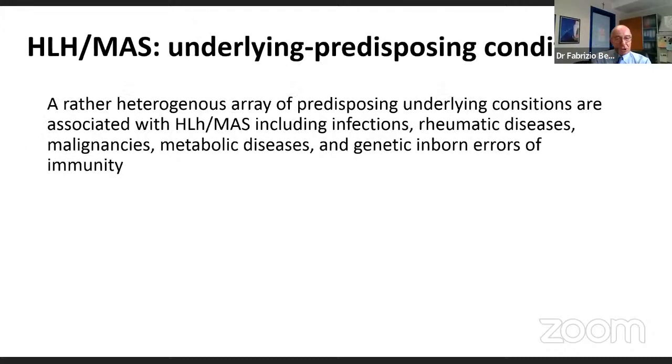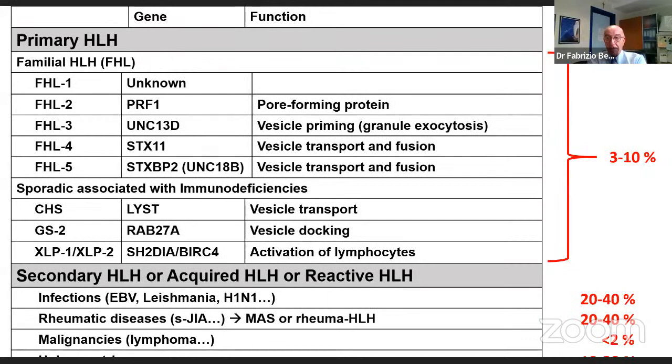The last message concerns underlying and predisposing conditions. Now, this is a mess, to tell you the truth. There is a very large group of underlying or predisposing conditions that are associated with HLH/MAS, and they include a lot of stuff: infections, rheumatic diseases, malignancies, metabolic diseases, genetic inborn errors of immunity, and more than that.